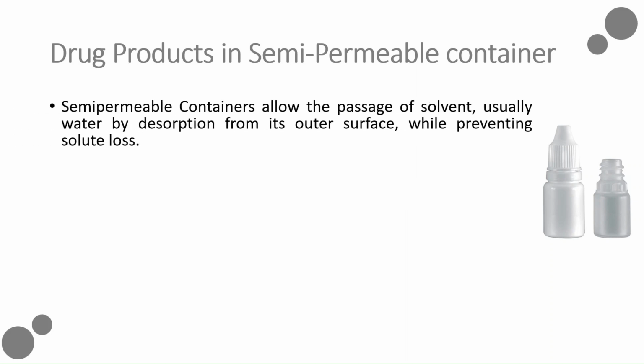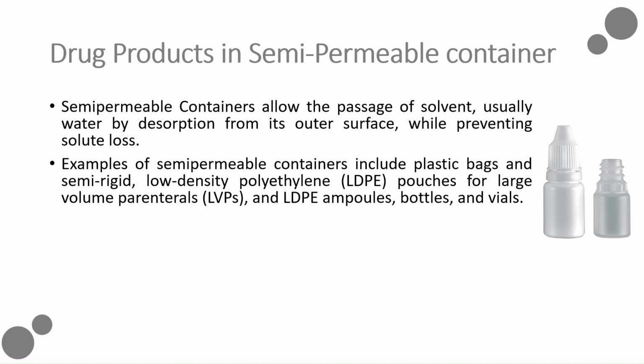So semi-permeable containers are containers which allow the passage of solvent, especially water, from the outer surface, and do not allow the passage of solute. It only allows the passage of solvent. Now it becomes a risk or area of concern when these kinds of containers are stored in an environment or area which has very low humidity, because when there is a difference in the humidity, this kind of water loss can happen. If I have to give you examples: LDPE pouches, LDPE ampoules, bottles, vials are examples of it.